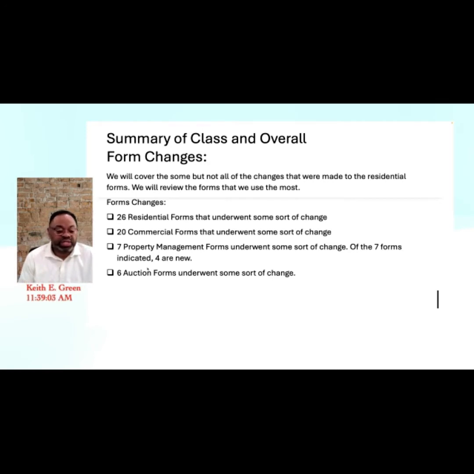Now, as I said earlier, there were some changes made. There were 26 changes made to the residential side of real estate in terms of forms. There were 20 commercial forms that underwent some sort of change, and 7 forms that changed in property management. Out of those 7, they created 4 new forms for property management. And then, under auction regarding real estate, there were 6 changes made to some of the forms.